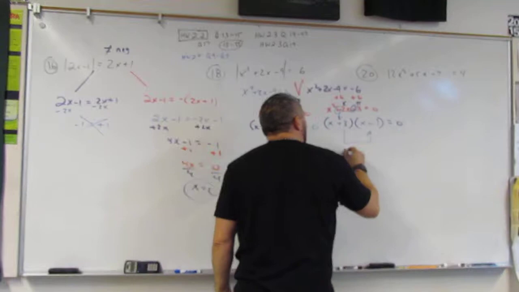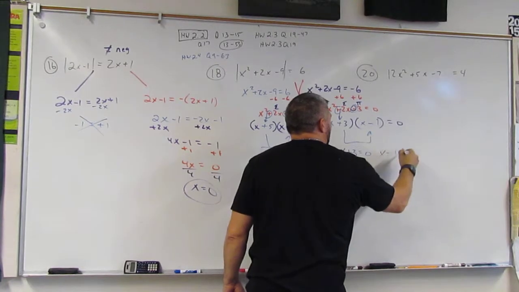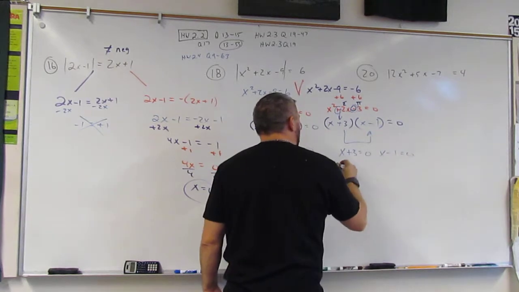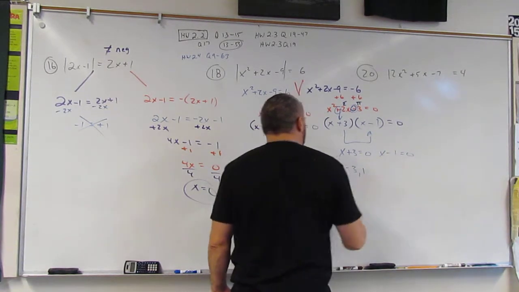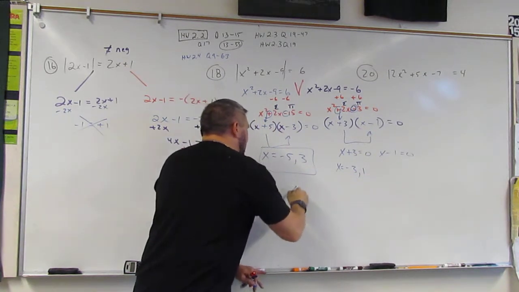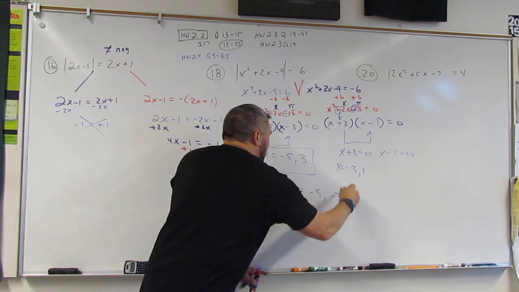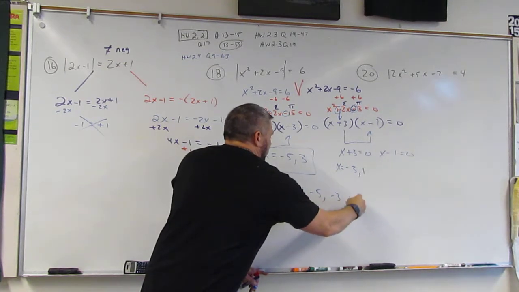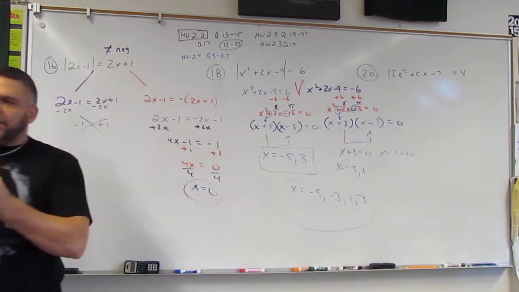So then you have x plus 3 is equal to 0. X minus 1 is equal to 0. You solve it, so you got x is negative 3 or positive 1. So you go over here and you say x can be negative 5, negative 3, positive 1, or 3. And those are your answers. All 4.